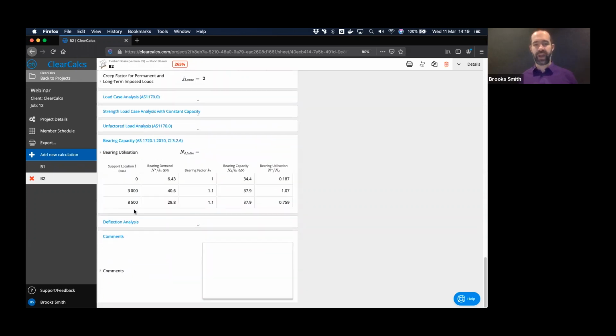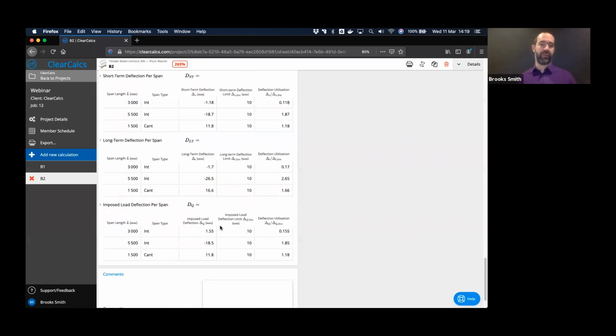Point out that for bearing, we now have multiple locations, and we have two locations that are interior. So we have a bearing factor of 1.1 at the 3 meter and 8.5 meter locations. It's automatically calculated out here.